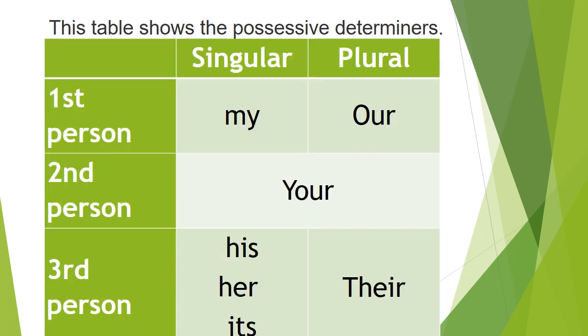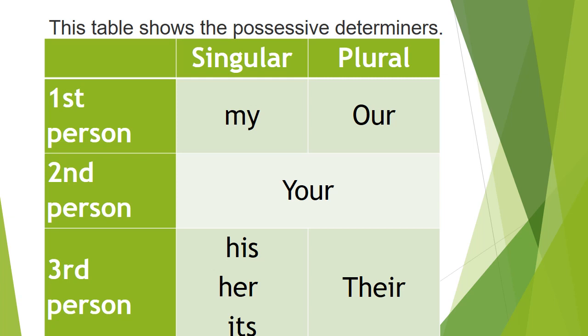Students, this table shows the possessive determiners. Look at the first two words given in the first row. My, our. These two are first person possessive determiners. My is a singular possessive determiner and our is a plural possessive determiner. So look at the second row. Your is a second person possessive determiner. Whether singular or plural, you use the same word your.